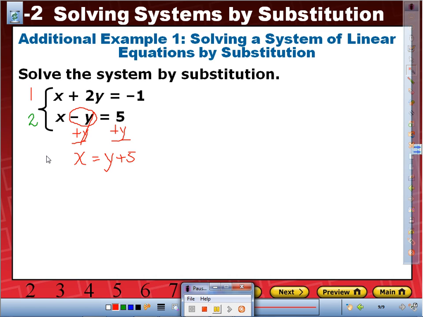All right, I'm going to label here my first step with a Roman numeral, so that I keep track of my steps. So step 1 is solving one of the equations for one variable. I'm done with that. Okay?